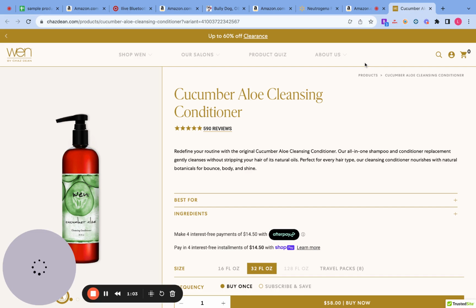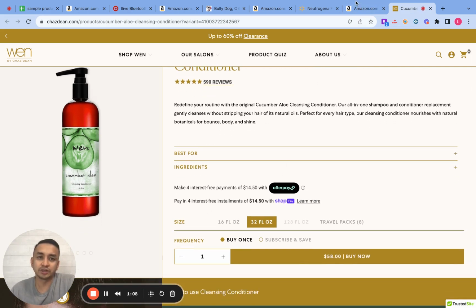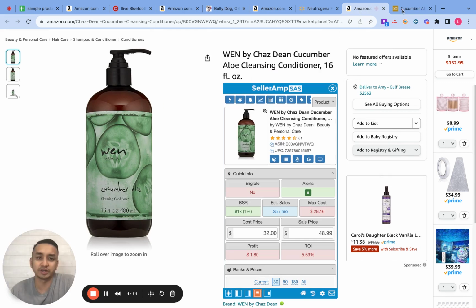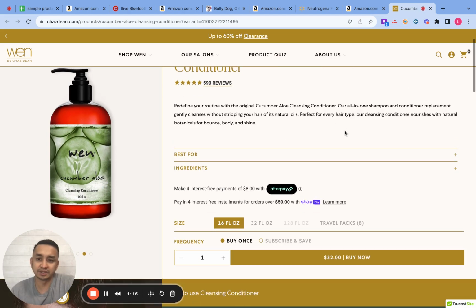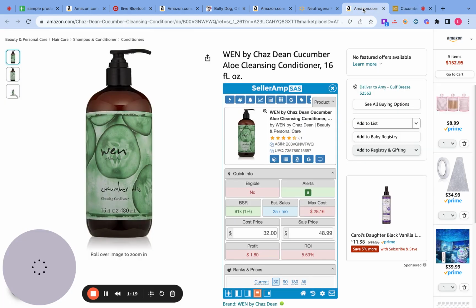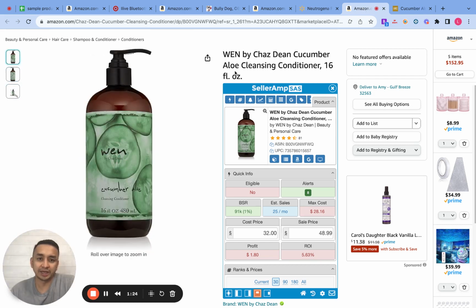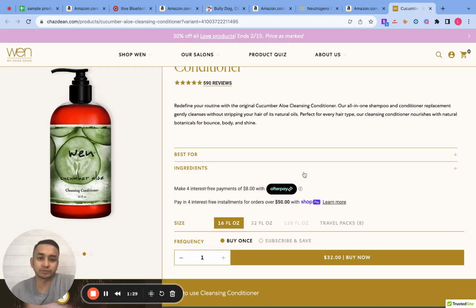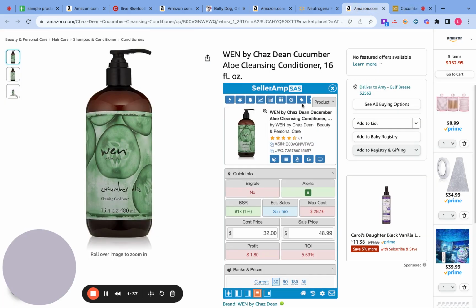So this one is cucumber aloe cleansing conditioner. This one here is a 16 fluid ounce one, right? This is it right there, 16 fluid ounces. I think it's the same product, but the packaging is slightly different, and that's okay as long as the products are the same. And then from here, you plug in the cost. This product is $32 right there, so you plug it here, 32 bucks.